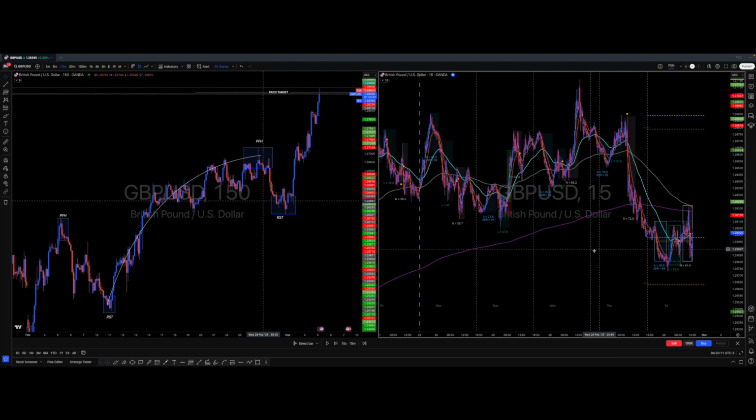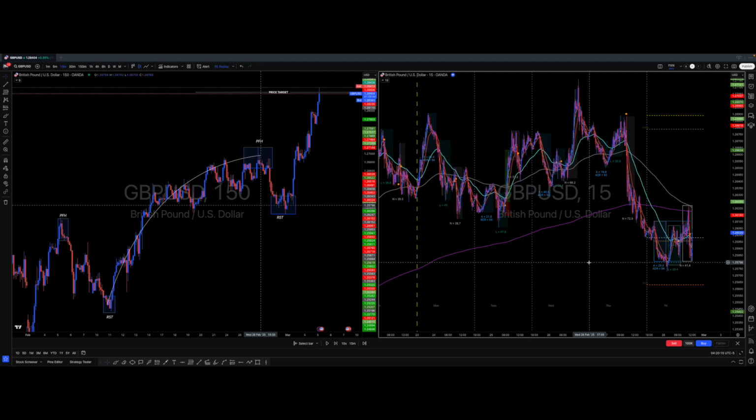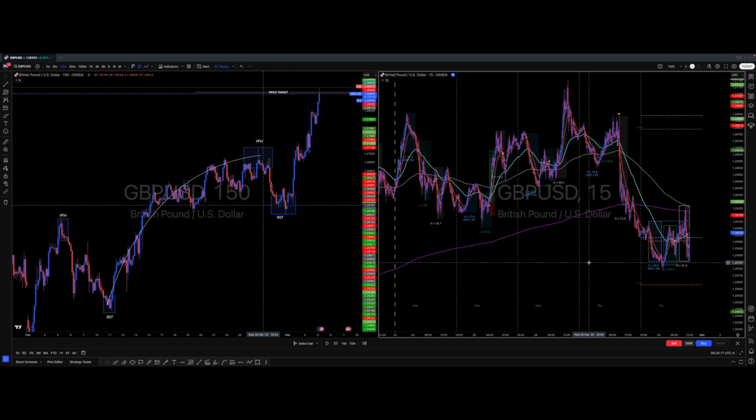Okay, this is a full breakdown on pound USD. Hopefully this brought you some value. I hope you guys gained something from it, especially when it comes to putting together the weekly cycles and the regular ADR cycle on pound USD.